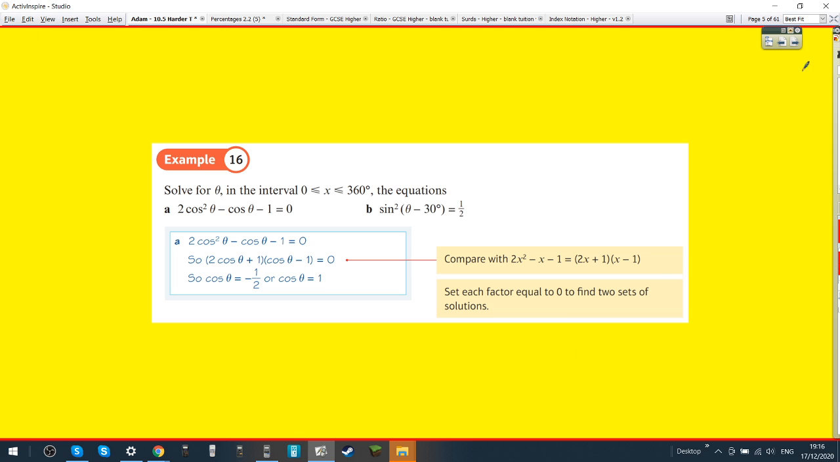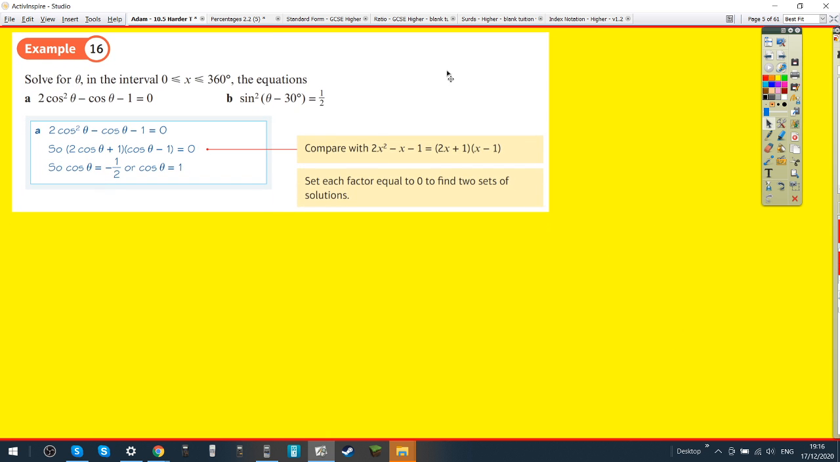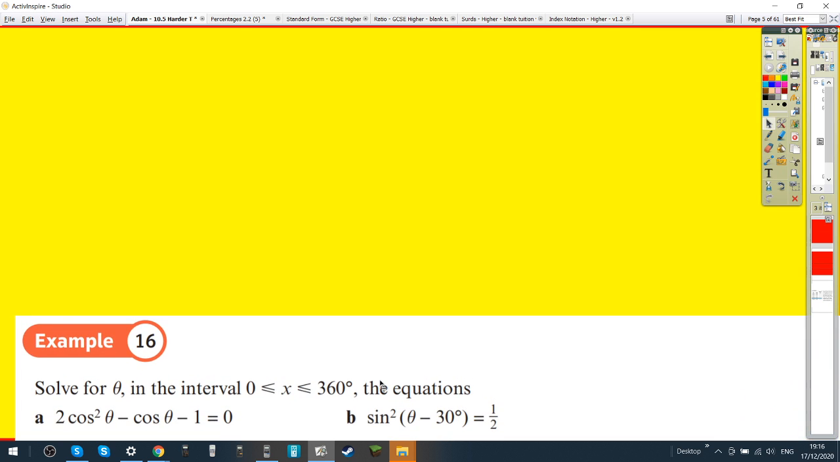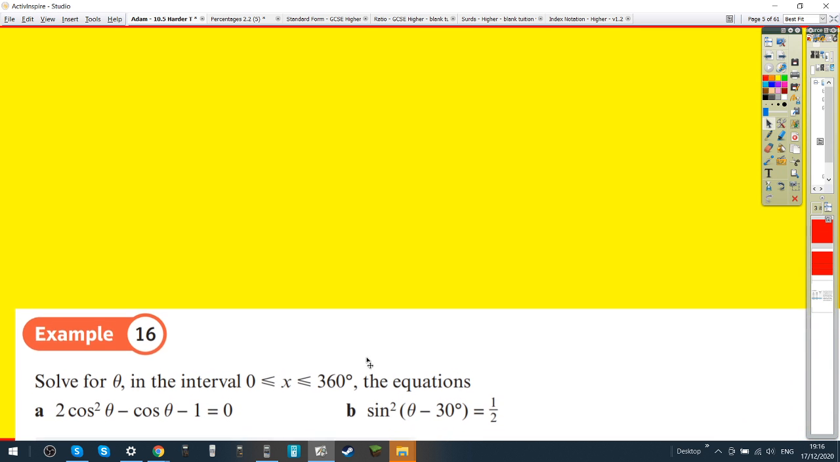Equations and identities. More tough stuff. All right. Let's try question A.